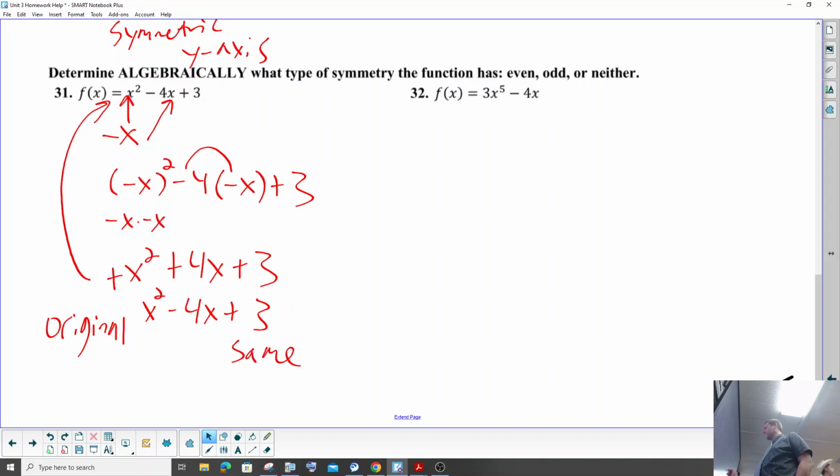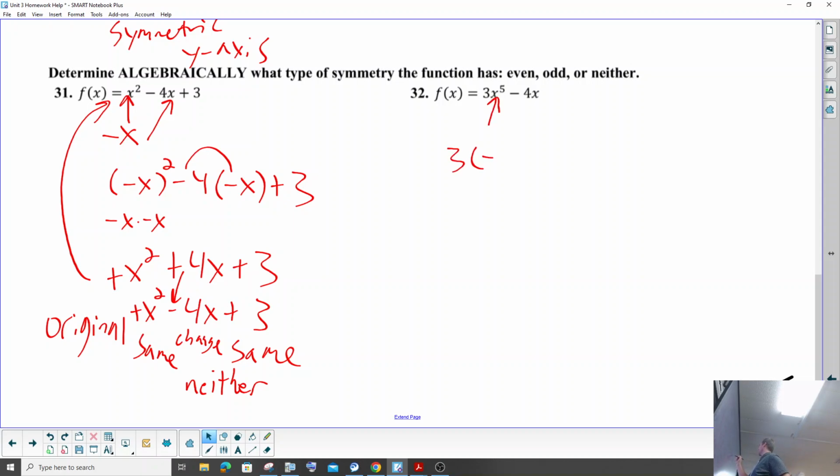Those stayed the same. These signs stayed the same. Oh, but then one changed. So that was actually a change. And since it's same, change, same, that's actually neither. It has to be exactly the same to be even, or all of the signs change to be odd.